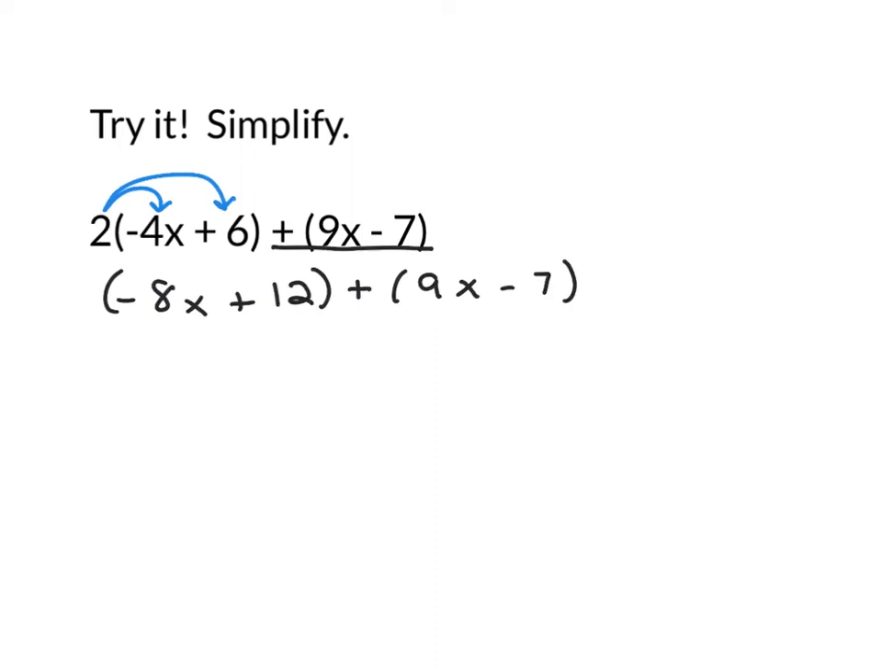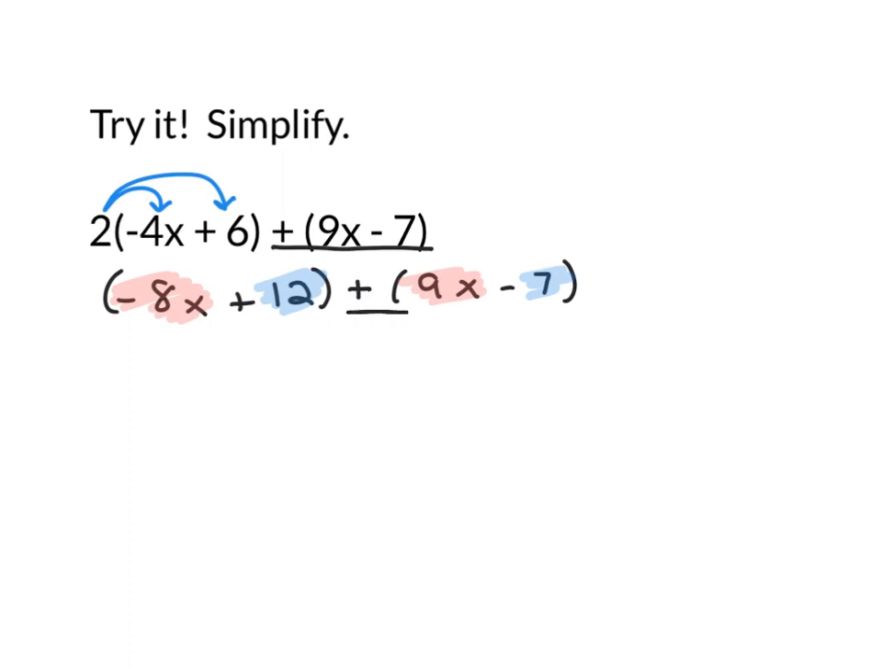Now, you may have used the commutative property with addition to move, or you may have stacked up your like terms. So let's just identify those like terms. We have negative 8x and we have 9x. And then we'll highlight our constants, which are our numbers. We have positive 12, and we have this 7 over here.